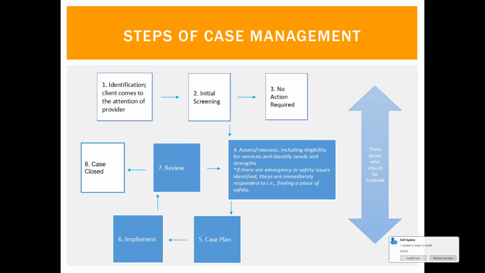And then 7 is review. That's the time where we take stock of where we are, using the case plan as our roadmap, and determine whether the goals have been achieved, whether the actions have been fulfilled, and whether or not we need to either return to step 4 and reassess, or determine that the case is ready to be closed because we have successfully achieved what we set out to do in the case plan.